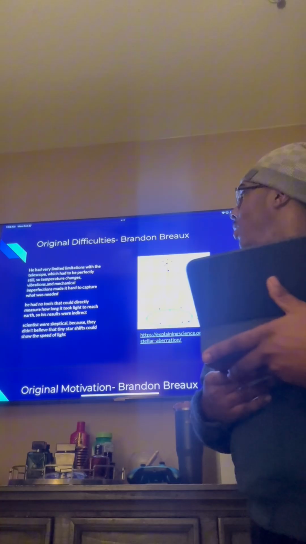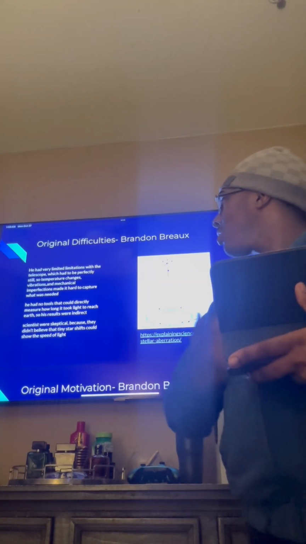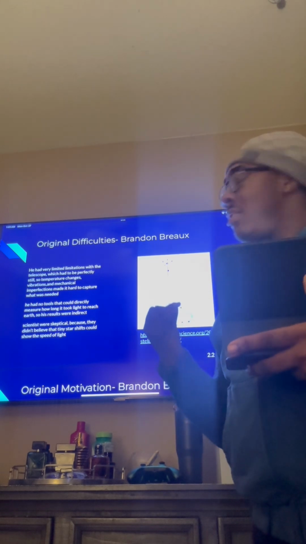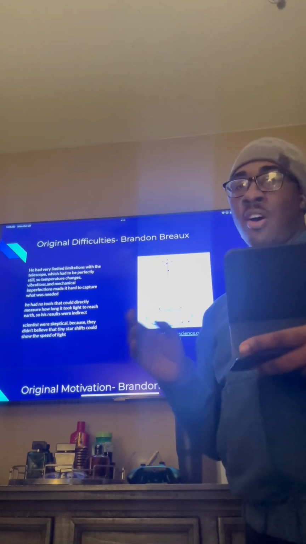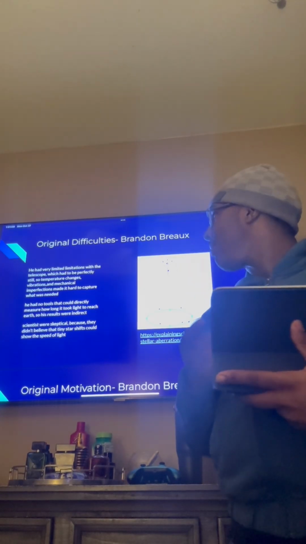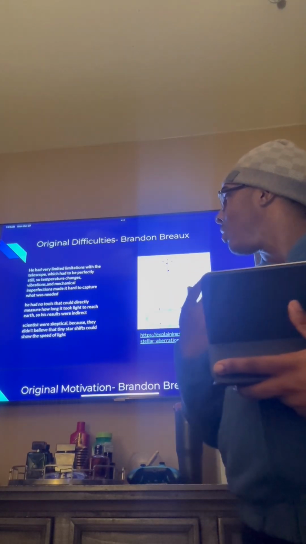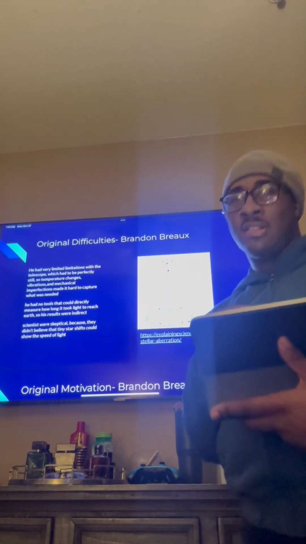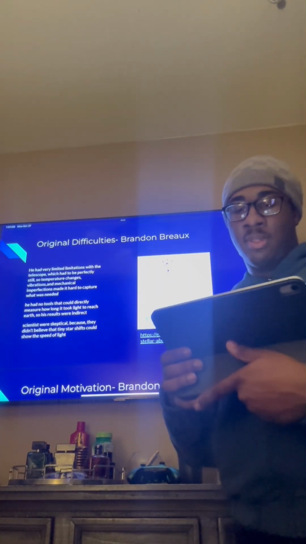Because of this, he recorded a bunch of data, hundreds of data points by hand. Some of the difficulty was that he had very limited capabilities with the telescope. It had to be perfectly still. The temperature changes and the vibration all made it harder for him to capture what was needed. He had no tools that could directly measure how long it took light to reach Earth, so his results were indirect, and that led scientists to be skeptical about his theories.